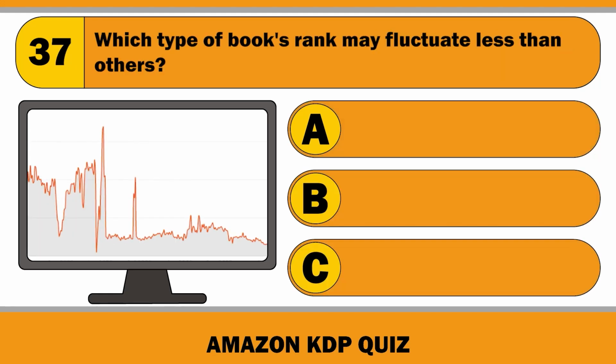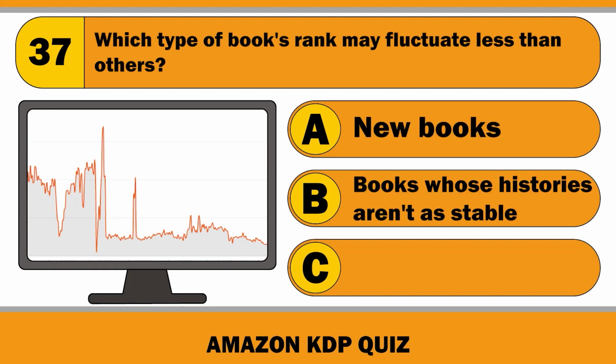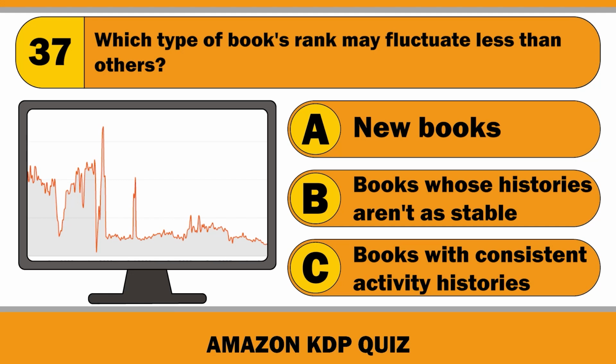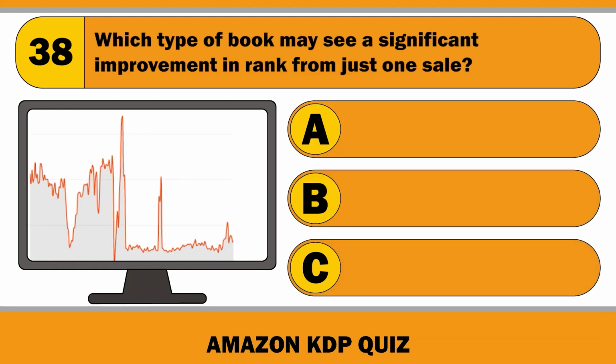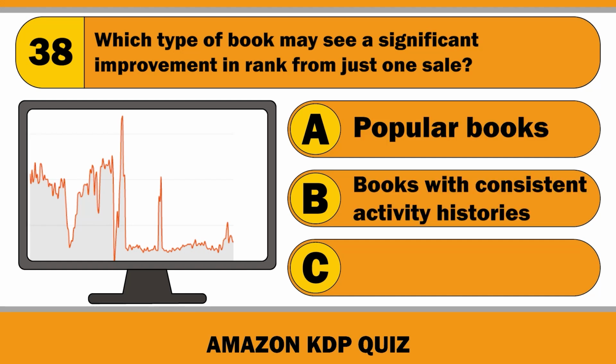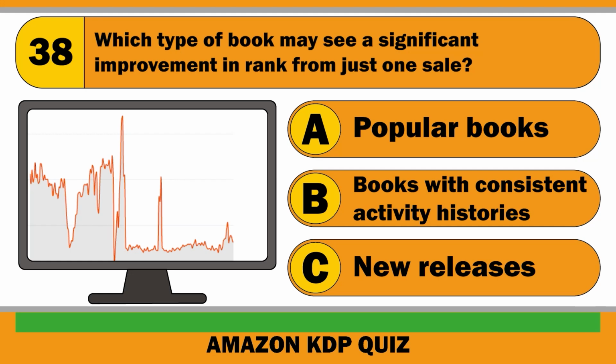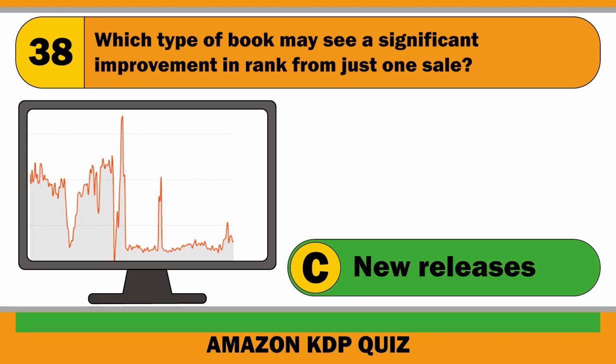Which type of books rank may fluctuate less than others? Is it new books, books whose histories aren't as stable, or books with consistent activity histories? The ranking for books with consistent activity histories that have been available on Amazon for a long time may fluctuate less than the ranking of new books or books whose histories aren't as stable. Which type of book may see a significant improvement in rank from just one sale? Is it popular books, books with consistent activity histories, or new releases? The correct answer is new releases.